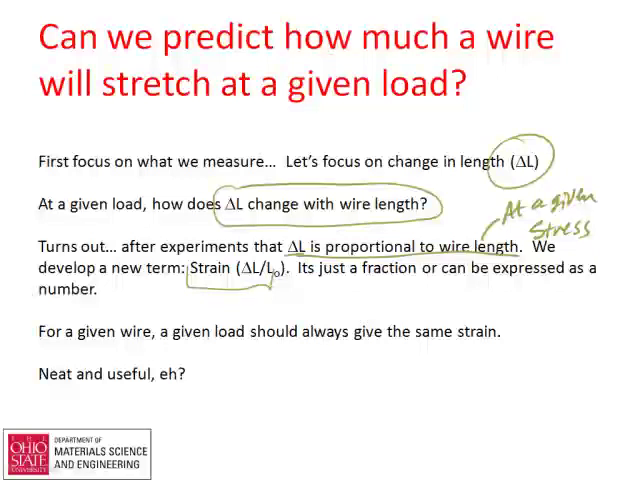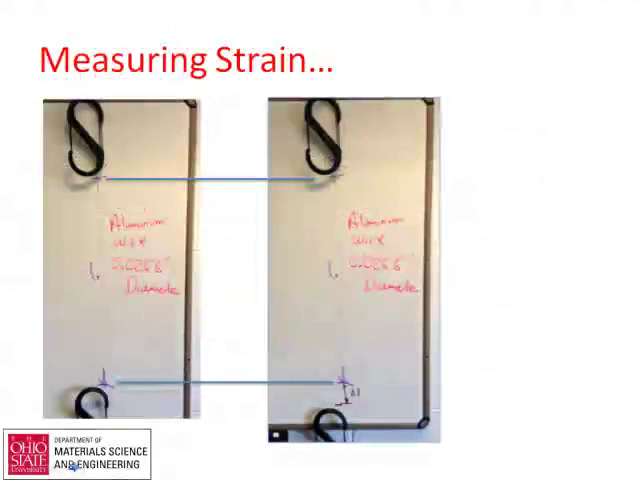So, if you have a 10-inch long wire, it goes to 11 inches length. Delta L would be 1 inch. And 1 inch divided by 10 would be a 10% strain, or strain of 0.1 would be the same thing. So for a given wire, we can find that the same load should always give the same strain, so long as the diameter is the same, or I should really say a given stress should always give the same strain. And I think it's neat and useful. Hopefully you will agree with me. So here's how you can actually do this.